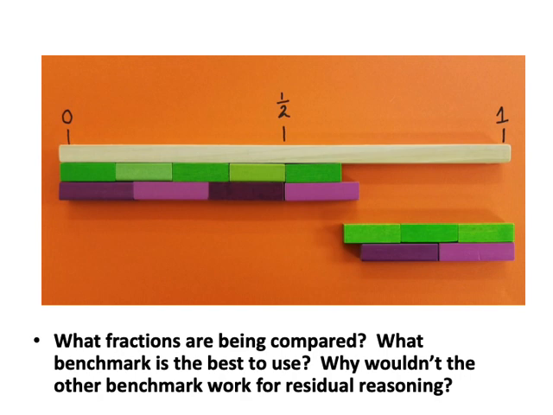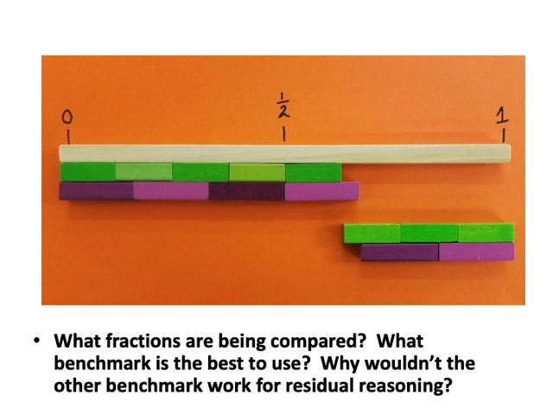So consider this model. What fractions are being compared here? It looks like 5/8 and 4/6. So consider the question, why wouldn't the other benchmark, the benchmark of 1, work for residual reasoning? You'll probably come to the conclusion after a little thought that we can't use residual reasoning unless we're comparing the same number of pieces that the fraction is away from our benchmark. So 5/8 is 3/8 away from 1, and 4/6 is 2/6 away from 1. So if we were using 1 as our benchmark, we would be comparing 3/8 and 2/6, and it's not a comparison we really want to make.